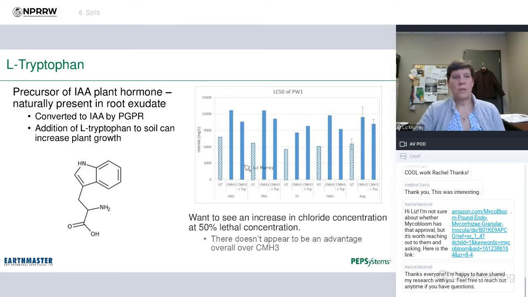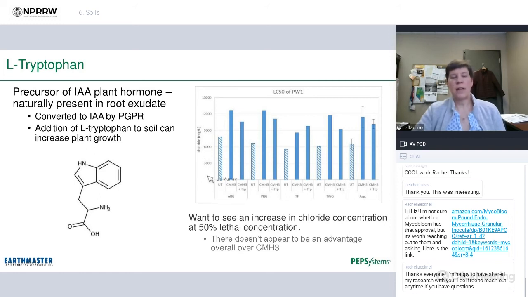Next, we looked at tryptophan, which is a precursor to one of the plant hormones. And we did the same sorts of experiments. Can we increase a tolerance for chloride by treating the seed with tryptophan? And once again, we did it with bacteria, and we didn't do it on its own. We did it bacteria alone compared to in combination. And once again, compared to the hatch control, which is untreated.